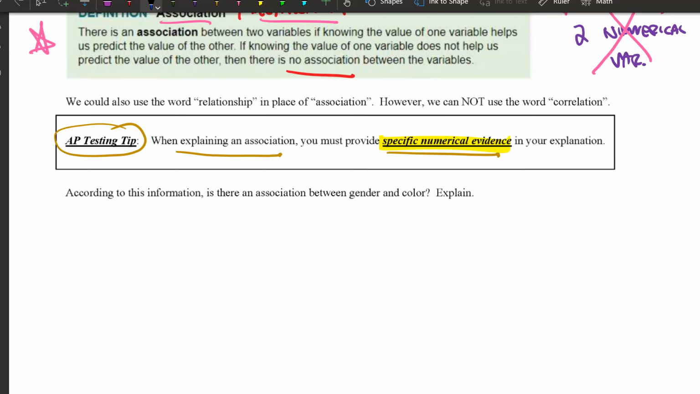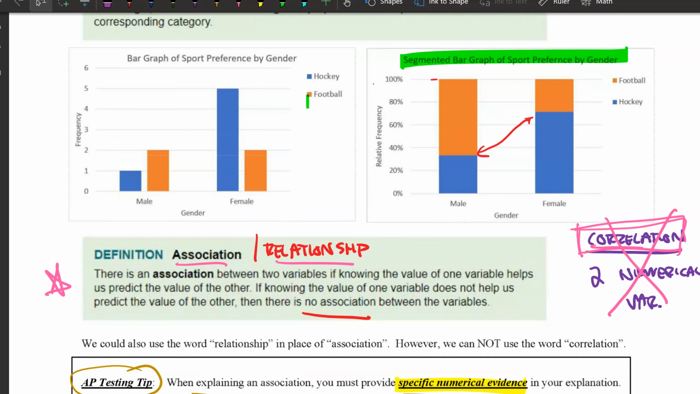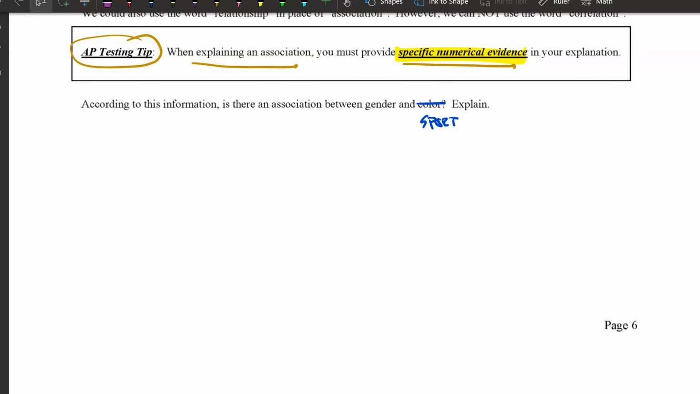Example, according to this information, is there an association between gender and sport preference? Typo there, sorry. Well, it looks like there is because these are different. So let's explain that using specific numerical evidence. So is there an association? Yes.